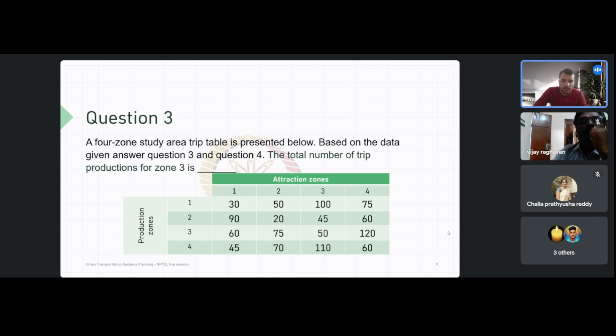So here is the table. On the left side we have the production zones. On the top side, that are the columns, we have the attraction zones. So we need to find the number of trip productions for zone 3. I just want you to calculate and respond. I'll give a minute for this and we'll discuss the answer. So we need to find how many trips will zone 3 produce based on the data that is given.